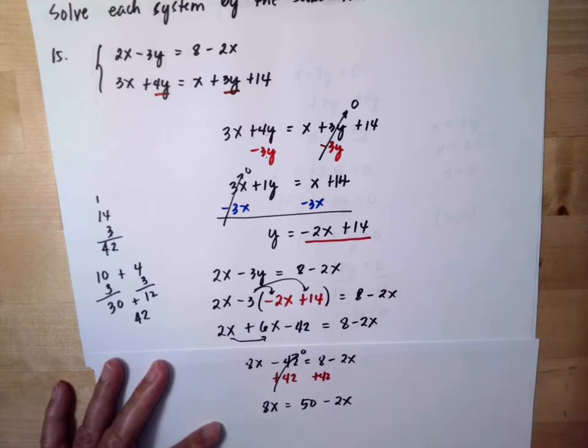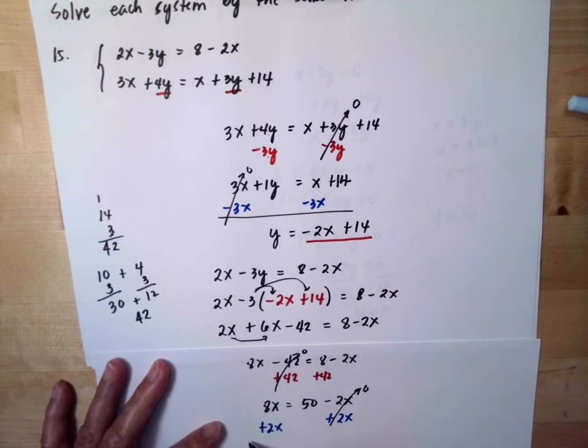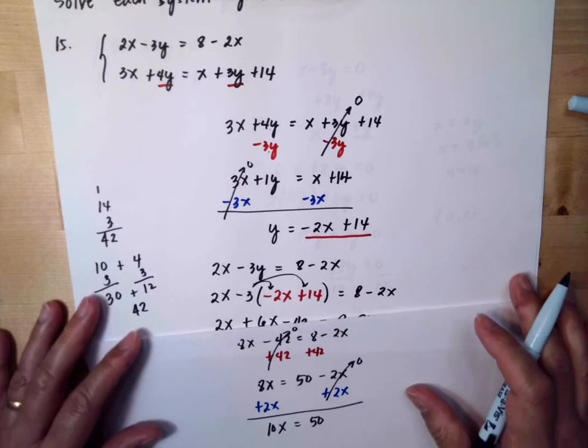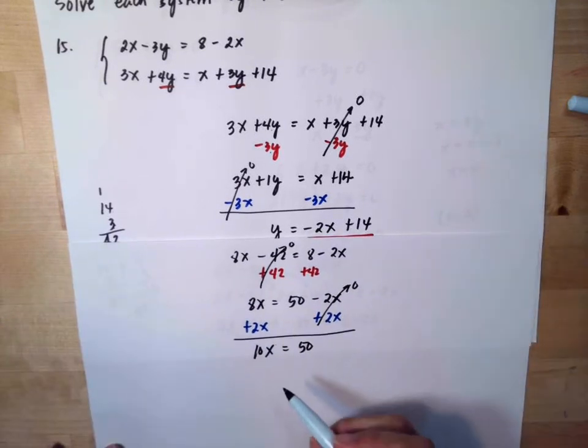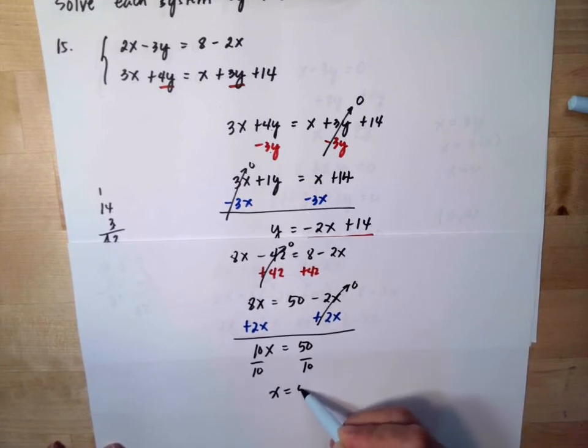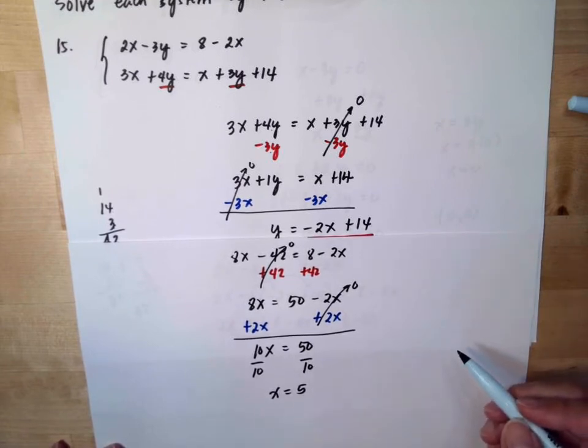Then you will add 2x on both sides to solve for x. So this will be 0. So 8x plus 2x will be 10x is equal to 50. So then you divide 10 both sides. So you have x is equal to 5. So you're able to solve for x.